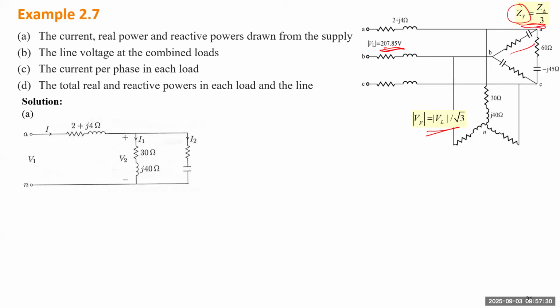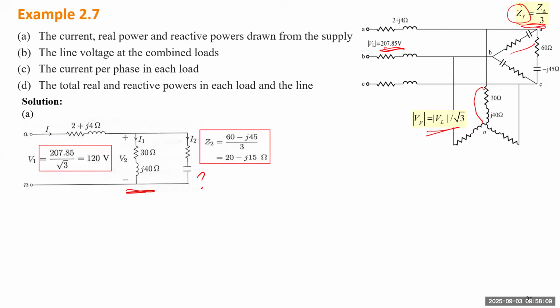Okay, so for this question, we need to calculate the current, the real power, and reactive power from the source, and the line voltage of the load, and the current per phase in each load, and total real and reactive power in each load and line. Okay, so we will use this single phase circuit for phase A. For phase A, there will be two loads. The first one comes from phase A of the Y connected load. But the second one is unknown. This one will come from the transformed delta connected load.